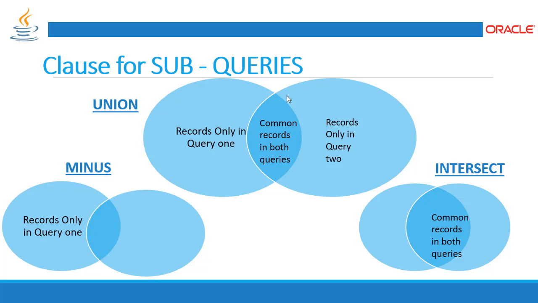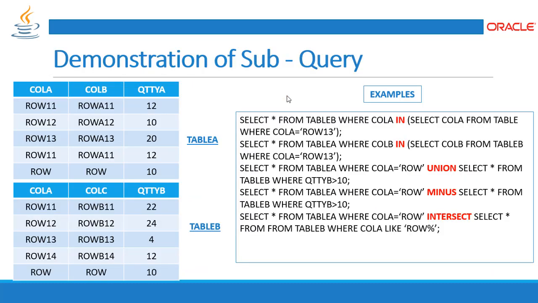There are more, we'll work on them and then we'll learn about them. So I have an example here for you, for a demonstration. You can see we have table A and table B, and these are the records where there are three columns: column A, column B. Quantity A is the number type. Column A, column C. Quantity B is the number type again for table B. Column A values in both the tables are common.